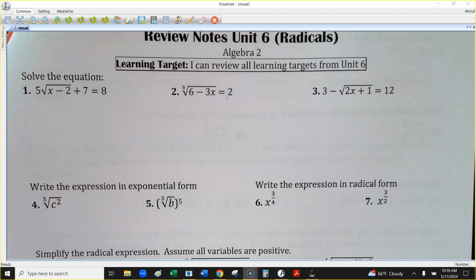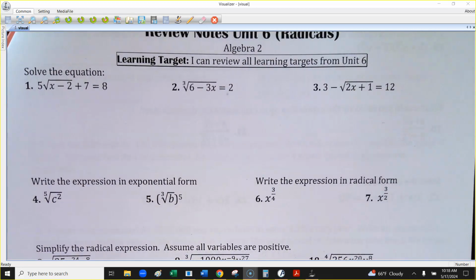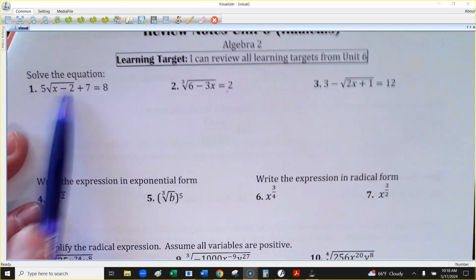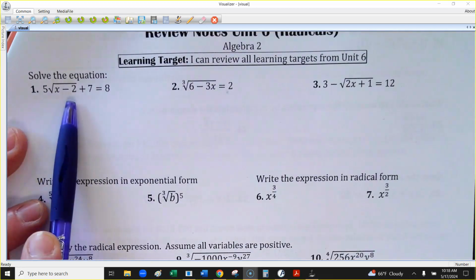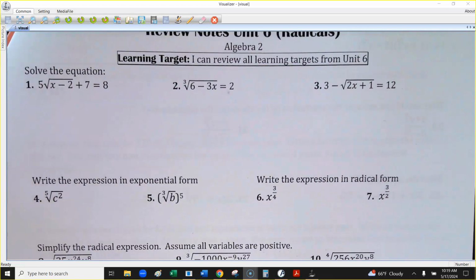So we're just going to start out here at the top. These are just radical equations, so they have a square root in them, or a cube root. So let's see what you remember. On this one, I've got 5 times the square root of x minus 2, and then outside the square root plus 7 equals 8. What should I do first?